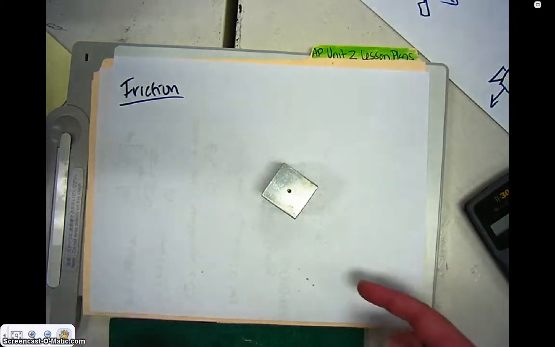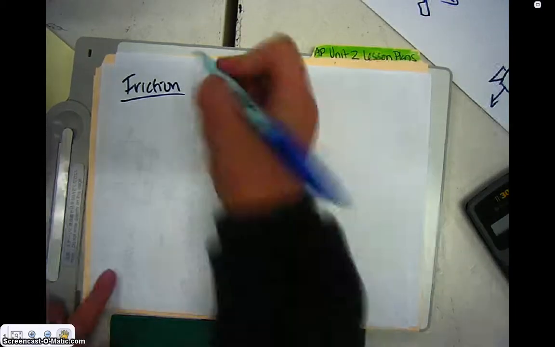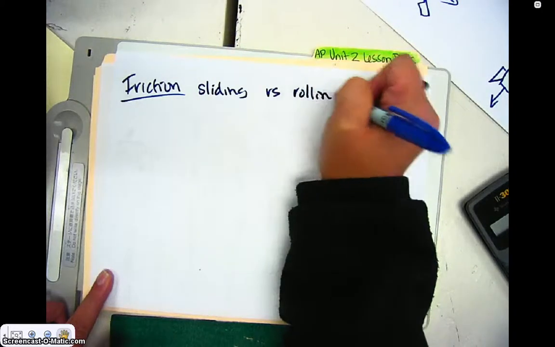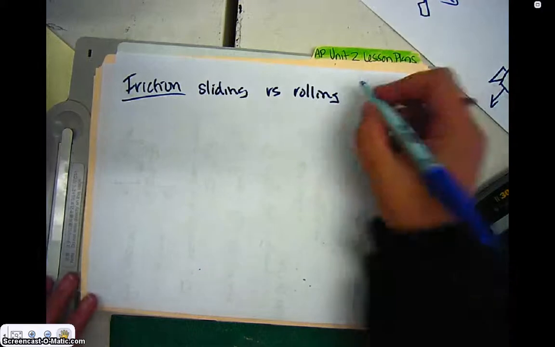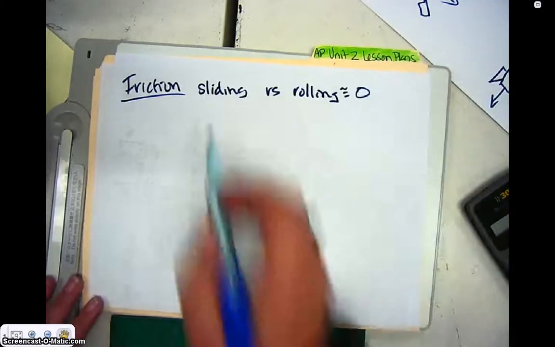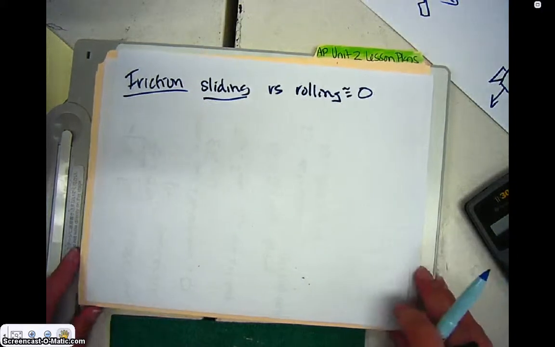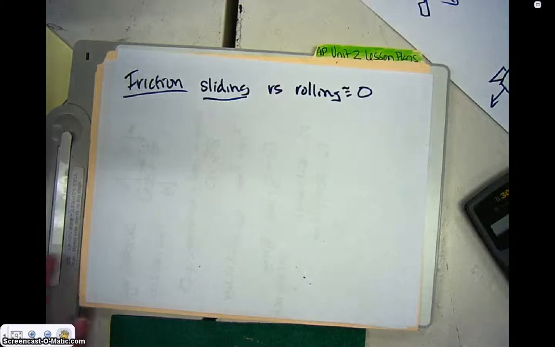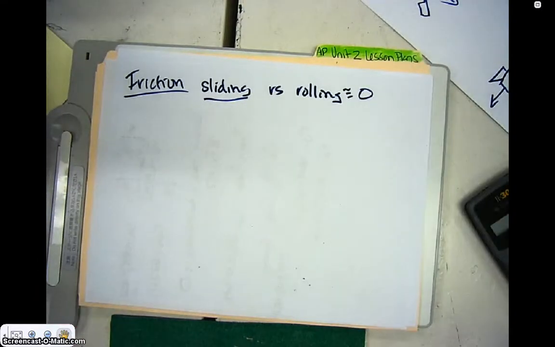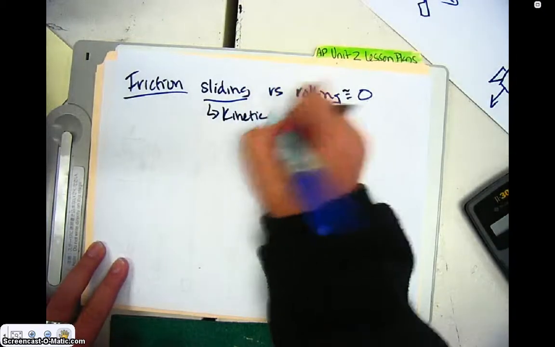What has more friction? The block. So we have sliding friction versus rolling friction. We say that rolling friction is essentially zero, approximately zero. Sliding friction is the kind of friction that we're going to be calculating and working with here in class. For our purposes, anytime something is rolling, we can say the friction is almost negligible. Sliding friction we specifically call kinetic friction.